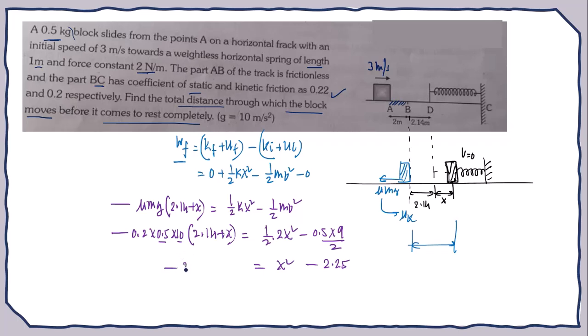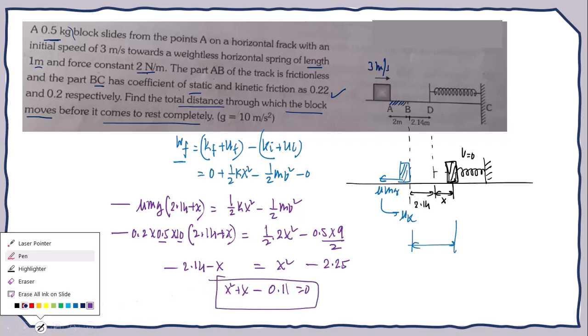So minus 2.14 minus x. Moving on to the other side, x square plus x minus 0.14 and 0.25 means 0.11, and that should be equal to 0. Okay, so that gives the quadratic equation in x. So I have to solve that. What is that solution?